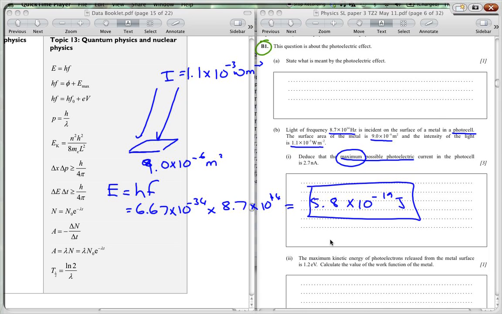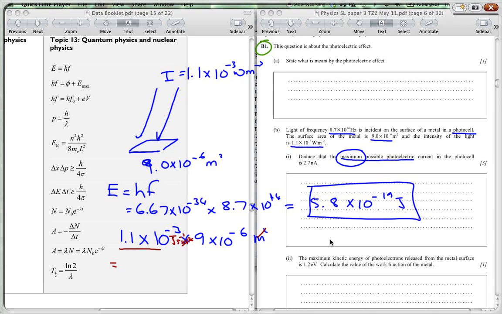Now, how many photons are actually hitting the surface? Well, the intensity is 1.1 times 10 to the negative 3 joules per second per meter squared. So if I multiply this by the surface area, 9 times 10 to the negative 6 meters squared, the meter squared is going to cancel out. I'm going to get an answer which is joules per second.